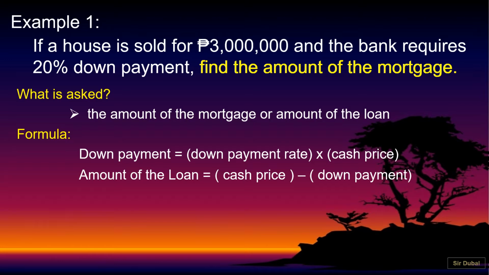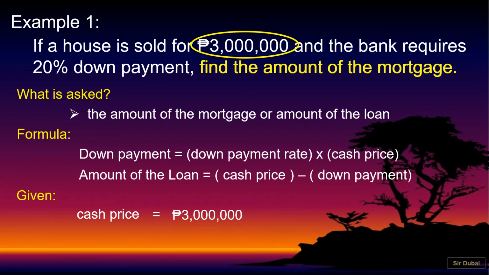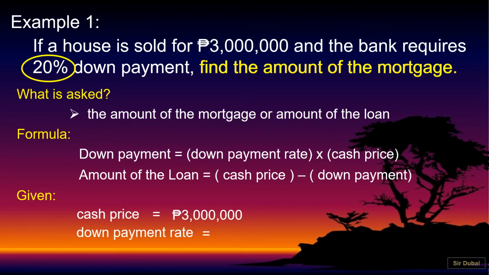Since we already have the formulas, the next step is to look at the given. If we look back at our problem, we can find 3 million pesos there. The 3 million pesos is our cash price. Then we also have that 20%. 20% is our down payment rate. If we convert that to decimal, that is 0.2.